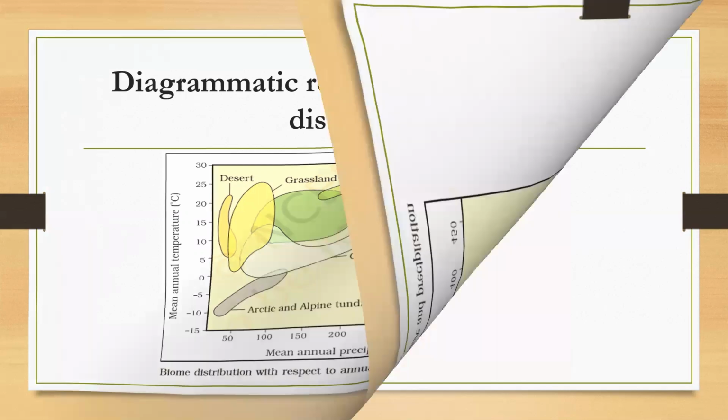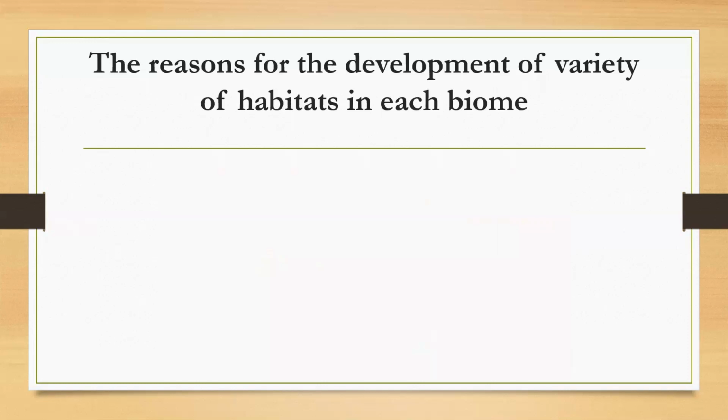Now, the reasons for the development of varieties of habitats in each biome. As I told earlier, the biome is the largest component, that is the highest level of biological organization in ecology. In each biome, again we can see different types of habitats. So what are the causes? What are the reasons for the development of different habitats in each biome?